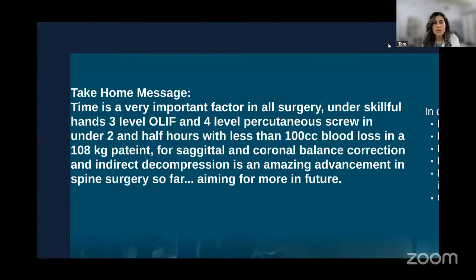After mentioning all this, we come to a conclusion that time is a very important factor in all surgeries. Under skillful hands, 3-level OLIF, as I mentioned in our patients, and 4-level percutaneous screws in under 2.5 hours with less than 100 cc blood loss in a 108 kg patient, which is equal to 240 pounds, for the restoration of the sagittal and coronal balance, correction of the deformity and indirect decompression with changing two positions is, I think, an amazing advancement in spine surgery so far, and we are still aiming for more in the future, hopefully.